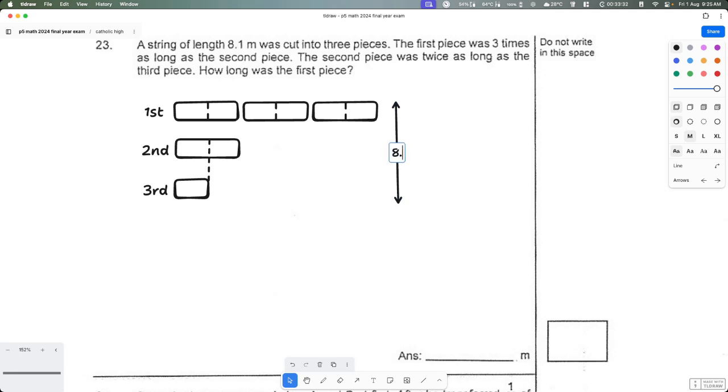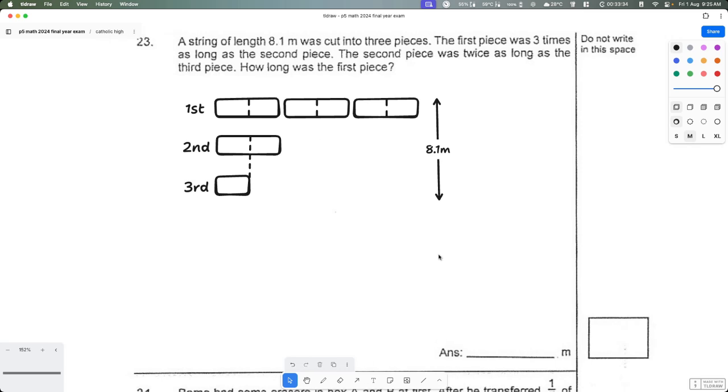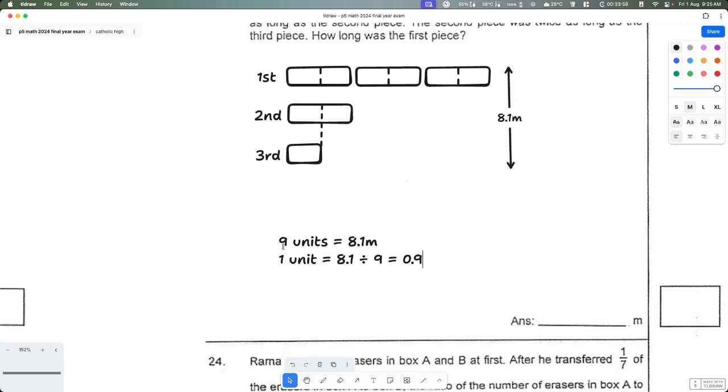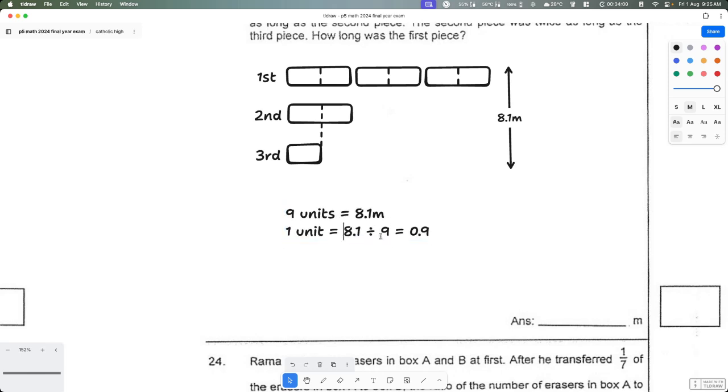Okay, 8.1 meters. We are in meters, right? So in total, the number of units is 1, 2, 3, 4, 5, 6, 7, 8, 9. We have 9 units, and this is equal to 8.1 meters. So 1 unit is equal to 8.1 divided by 9. The answer is not 9, the answer is 0.9. So now we know 1 unit is 0.9.